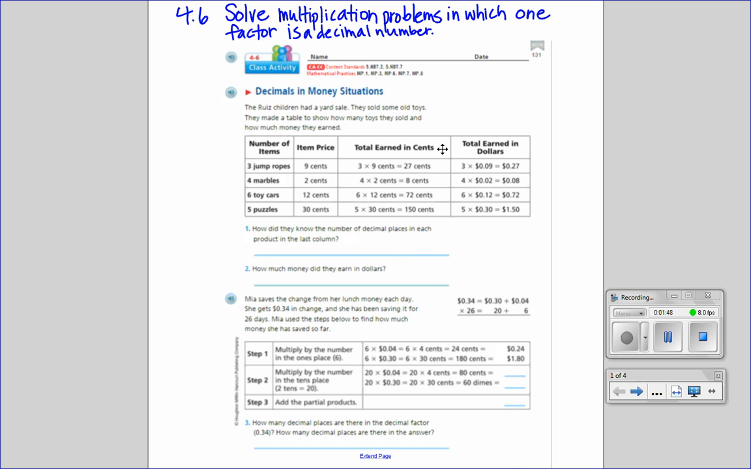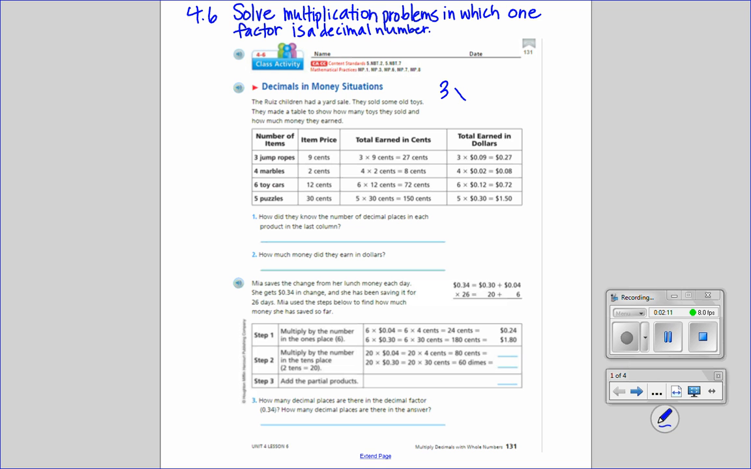So these Ruiz kids had 3 jump ropes. Each jump rope was worth 9 cents. So they did 3 times 9 cents. We all know what 3 times 9 is. What is it? 27 cents, yeah? So if I were to put a decimal form in there, you would have 3 times 0.09. You with me? It's still going to equal 27 cents. Am I right? Because 3 times 9 is 27. But you have some decimal action in here when you're talking about money.